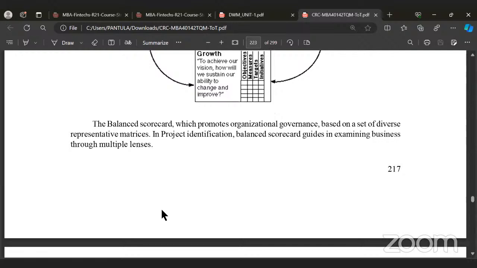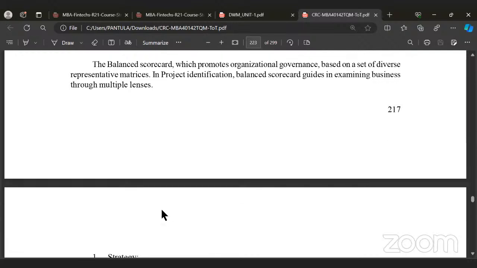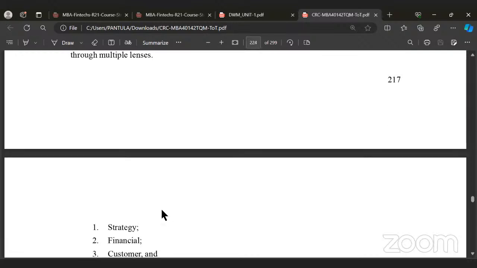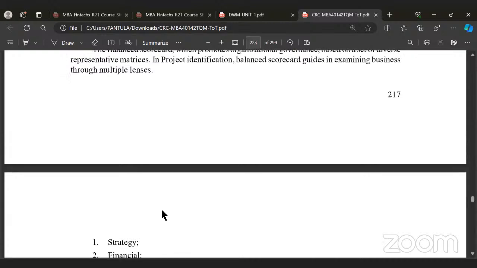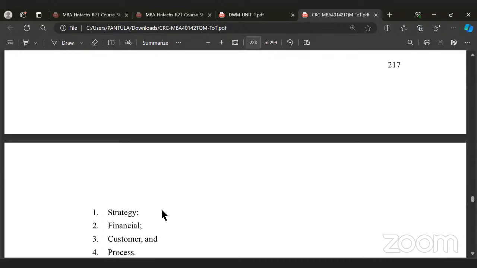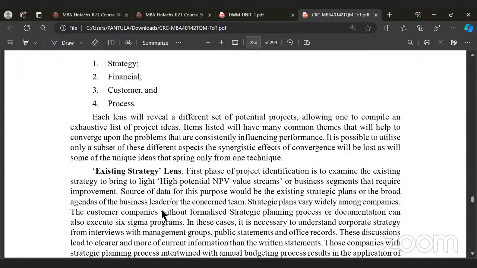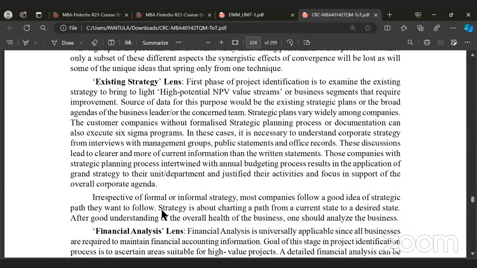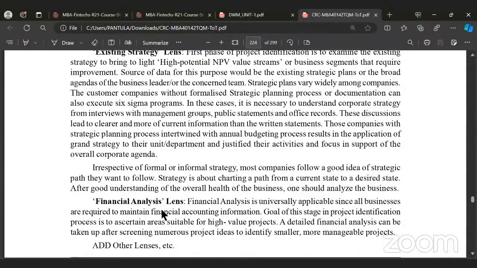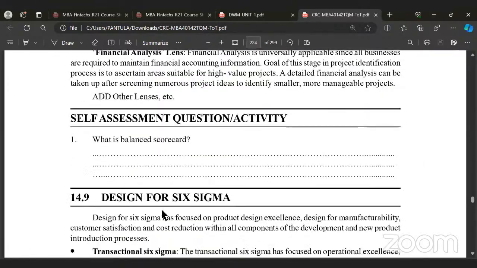The balanced scorecard promotes organizational governance, based on the set of drivers implemented as metrics in project identification. The balanced scorecard guides examination through strategy, financial, customer, and process perspectives. So there are the existing strategy lens and the financial analysis lens. So these are the things.